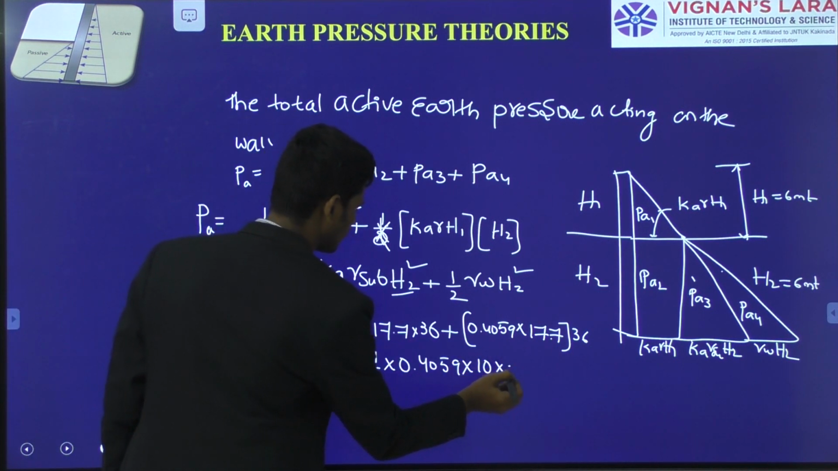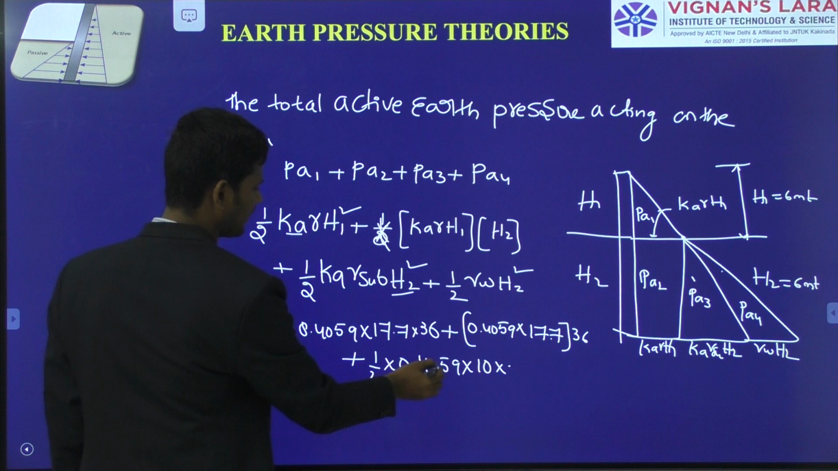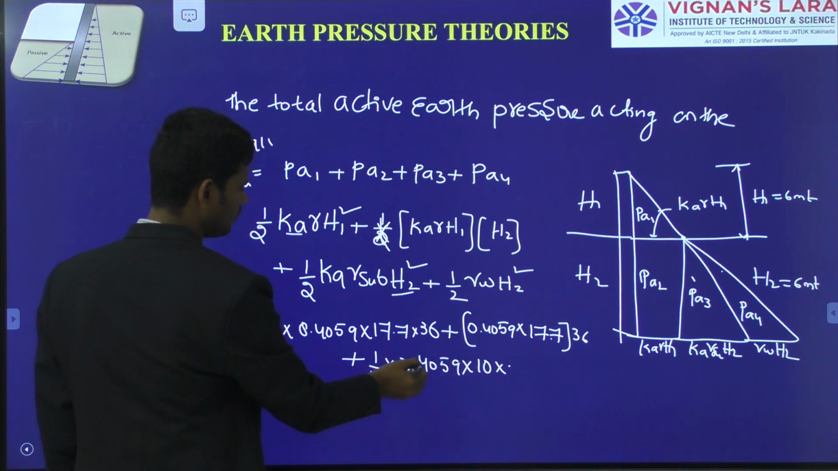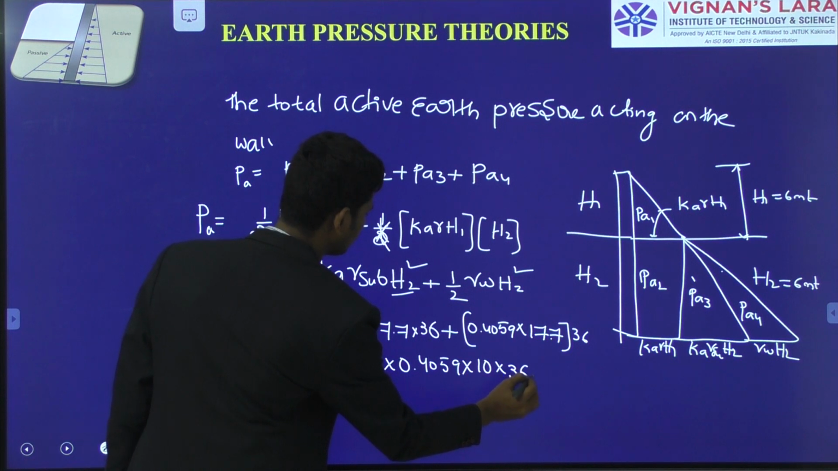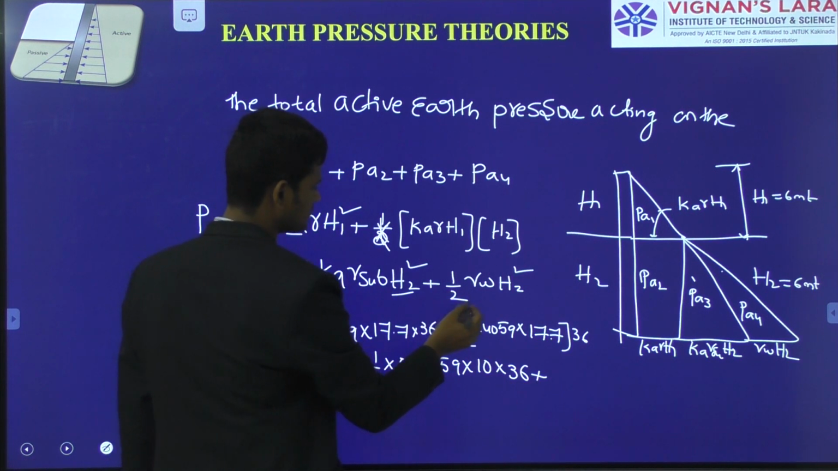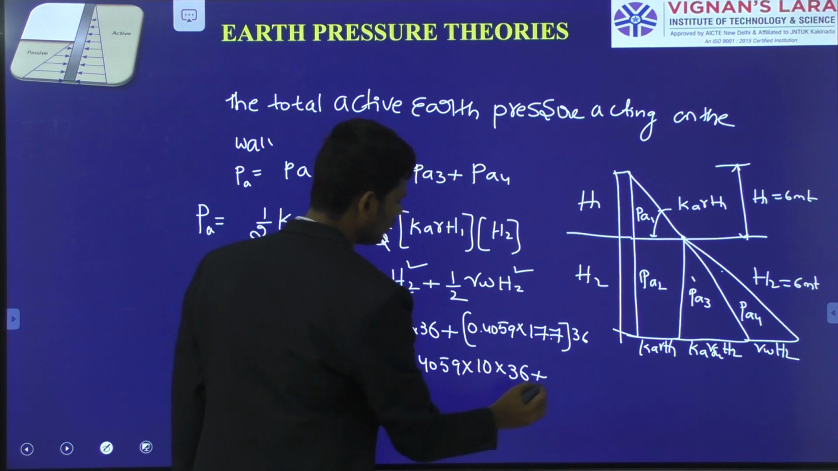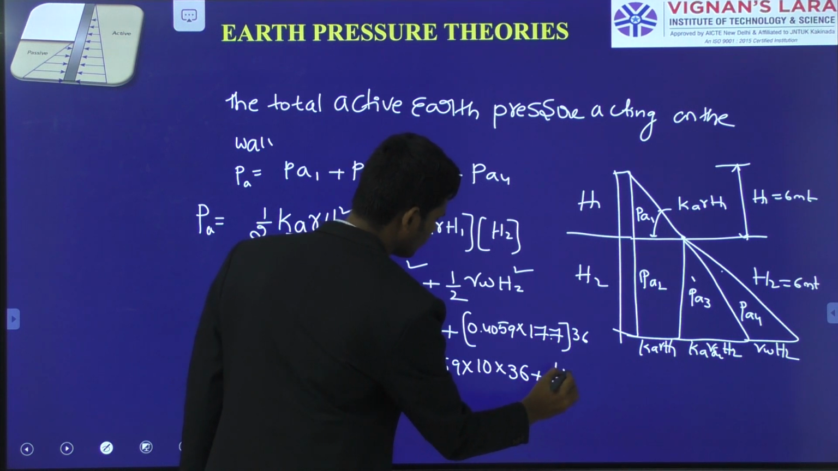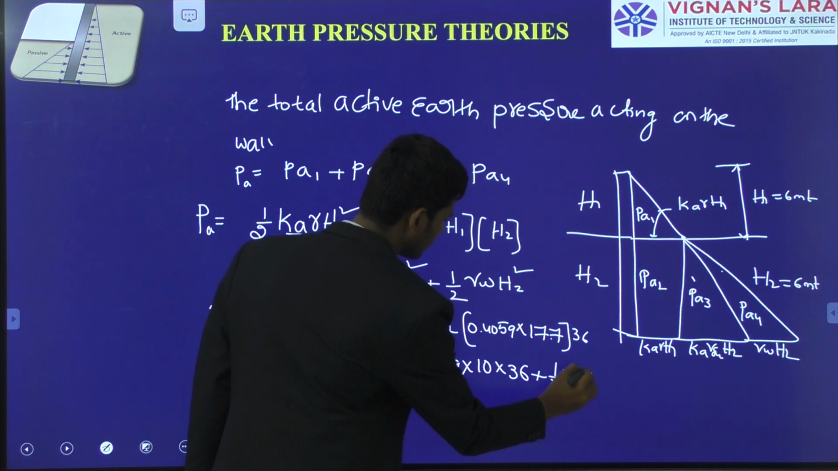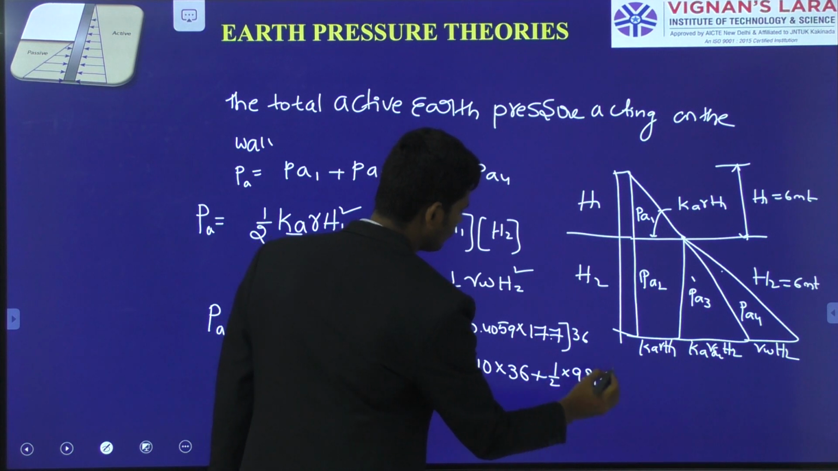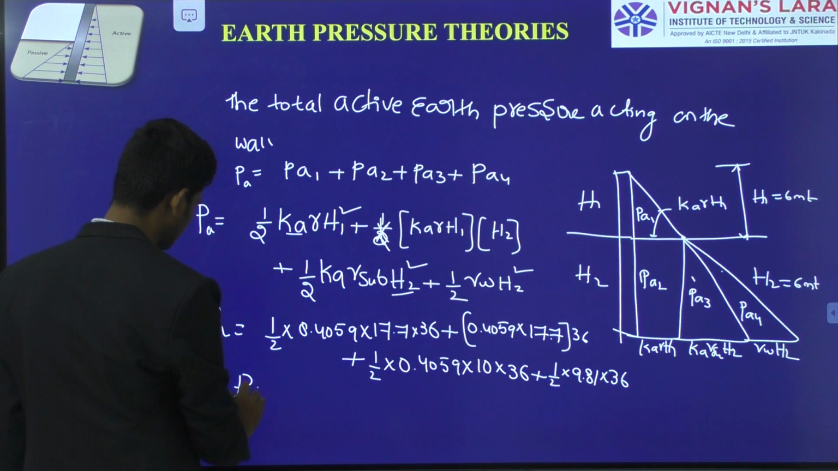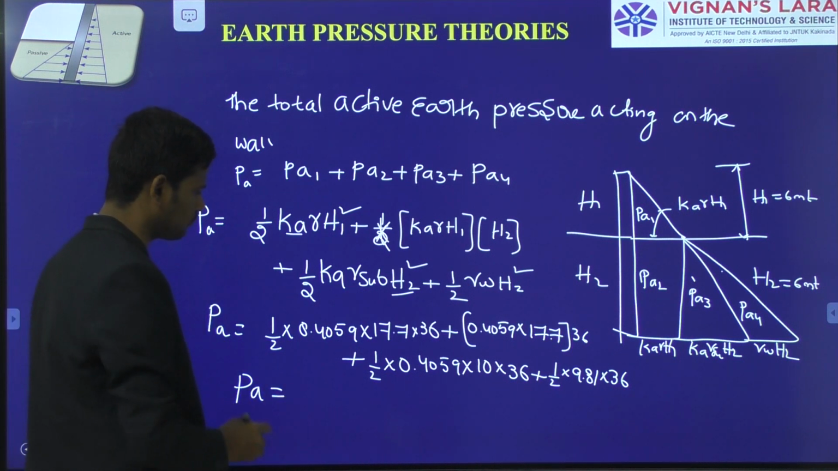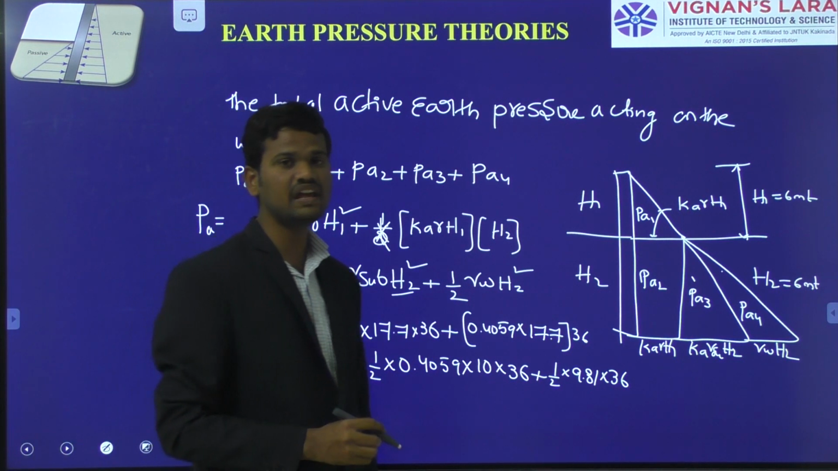Next we are having half into Ka into gamma into H square, H square we are having 36. Plus next we are having half into gamma W into H2 square, that is half into 9.81 into H2 square, again we are having 36. The total horizontal earth pressure PA equal to, if you calculate the value you may get.